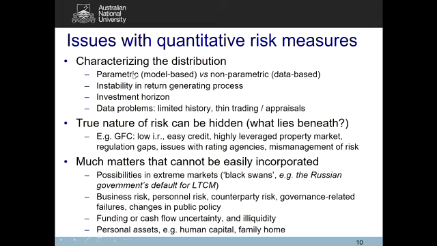So we finished yesterday by saying that there's a difference between parametric and non-parametric ways of characterizing the distribution. What is the classic parametric way of characterizing the distribution? What distribution is that? The normal distribution, right? In a normal distribution, we're saying that all we care about is mean and variance.